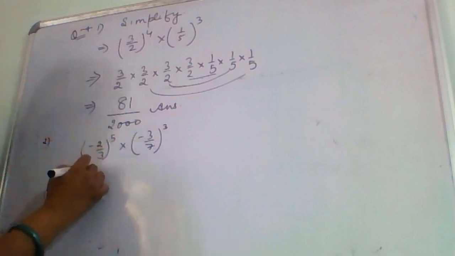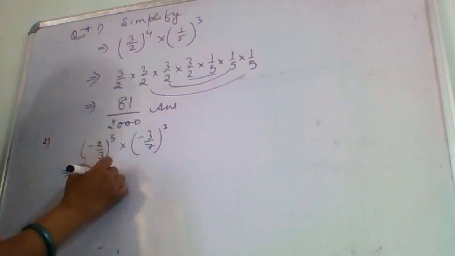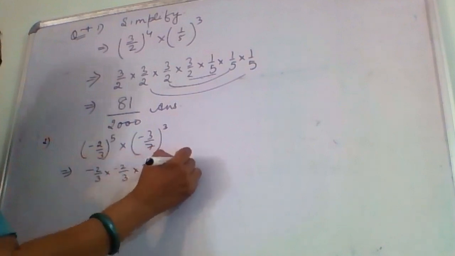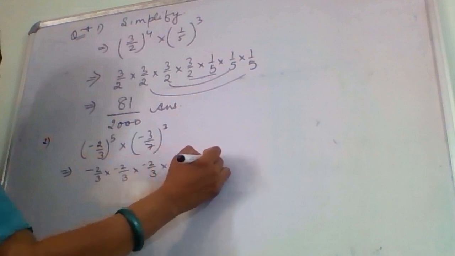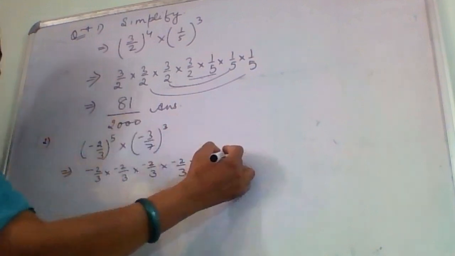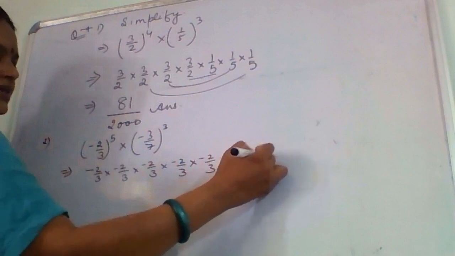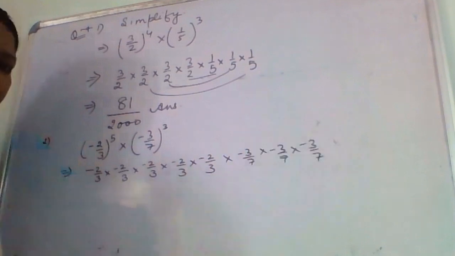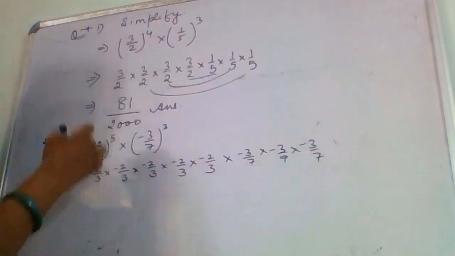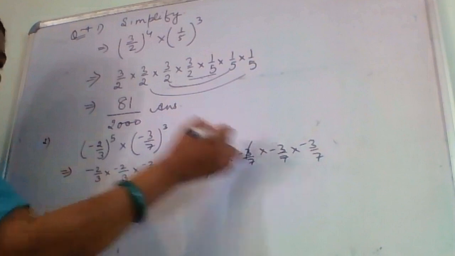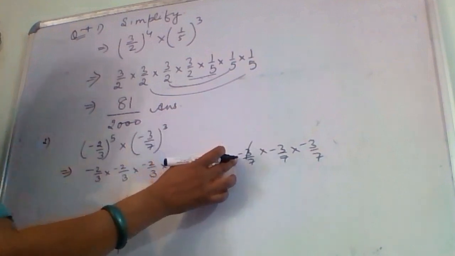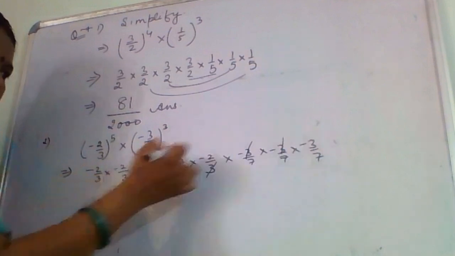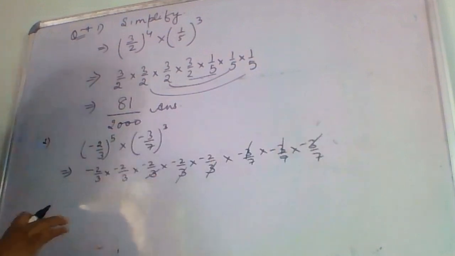So here I write minus 2 by 3 multiplied 5 times. So minus 2 by 3, like this, and then minus 3 by 7, minus 3 by 7, minus 3 by 7. Right? So here this 3 is eliminated by this 3. I am not eliminating the negative; a negative will remain over there. 3 is over here, 3 again. No other terms will be eliminated.